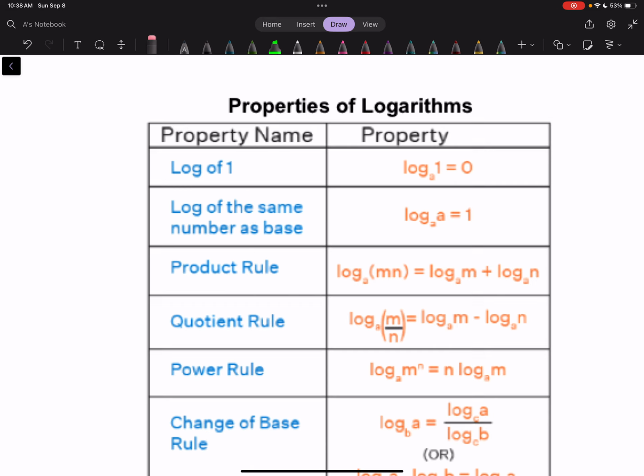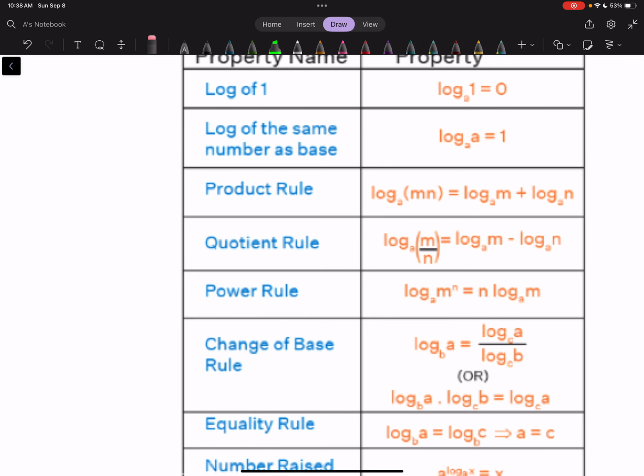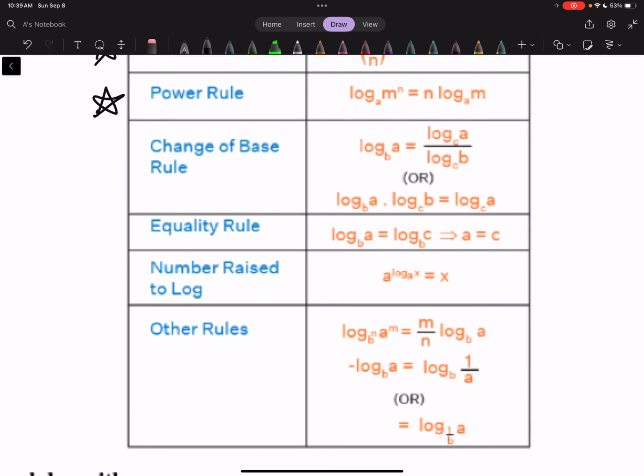Alright, I'm going to go through these properties. I want you to make a quick note, and that is to say, the main rules that we're going to be using are the product rule, the quotient rule, and the power rule. You need to remember these three definitely to be able to solve any of the problems we're going to be looking at. You also need to know a number raised to a log. That one is not as common for what we're going to be doing, but you still need to know it, and we will be using it some. Alright, let's take a look.